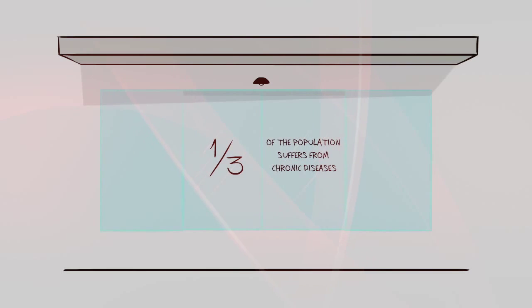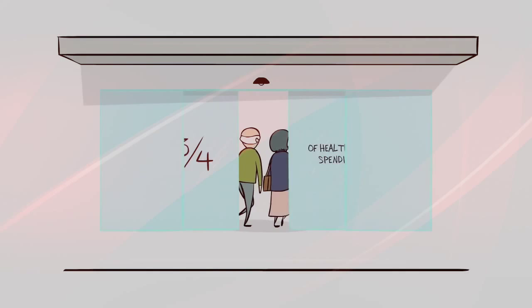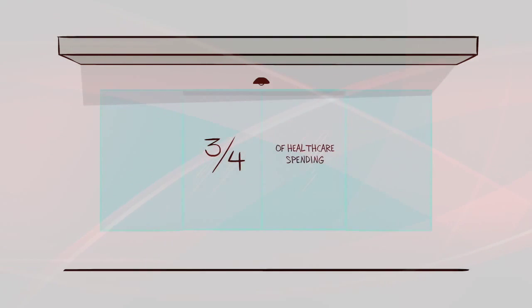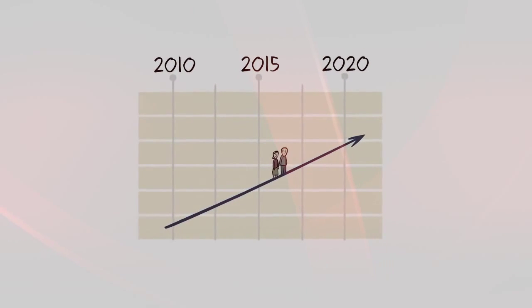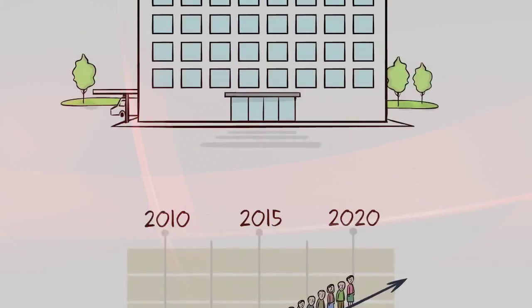Close to 1/3 of the population suffers from some form of chronic disease. This third of the population accounts for 3/4 of healthcare spending, and this figure is expected to increase over the coming years due to aging population. Let's have a look at a healthcare institution.